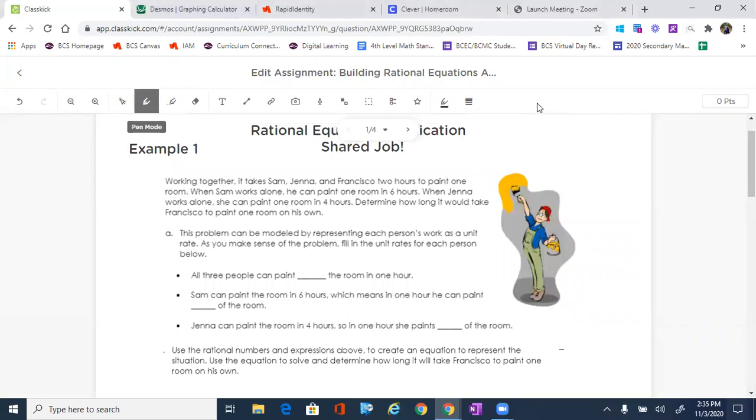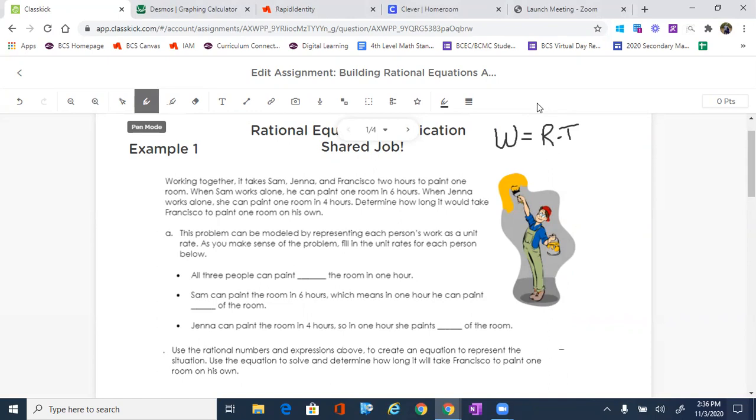Poor Francisco. We've got to find out how long it's going to take him. So this is going to be one of these style of work problems. And we like to think a work problem is very similar to a distance problem. We like to think of it as work equals the rate times the time in a lot of cases, okay? And that's how we're going to break this down.